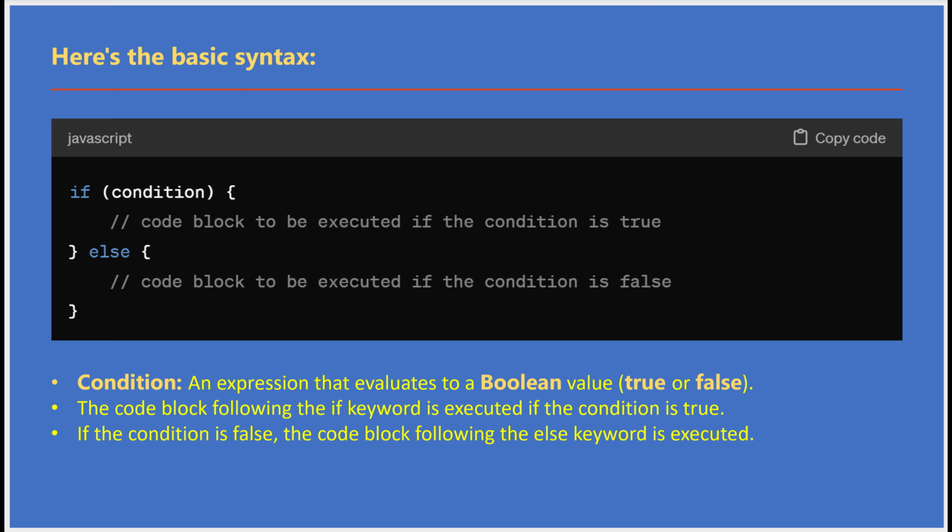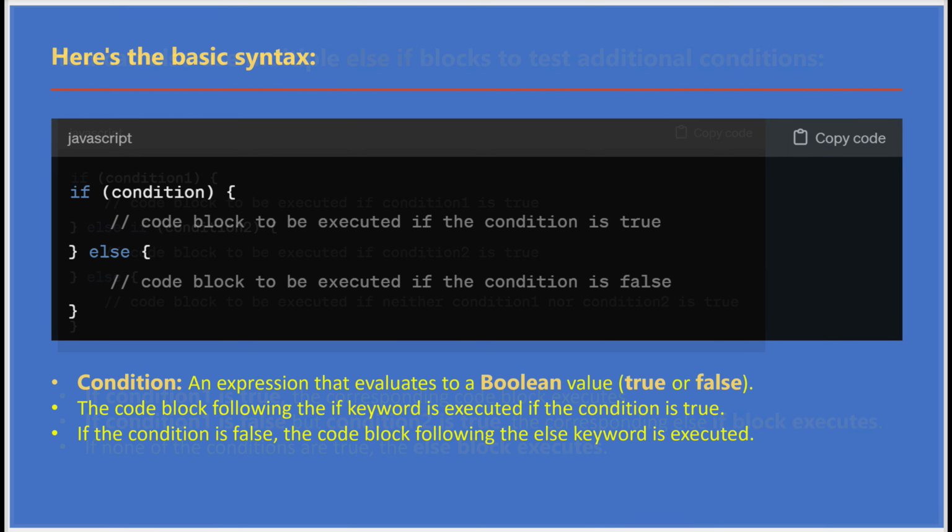But what if the condition is not true? That's where the else part comes in. You'd write else, followed by another code block. This block of code will be executed if the condition is false. So the if-else statement is like a fork in the road with two paths. The condition determines which path to follow.